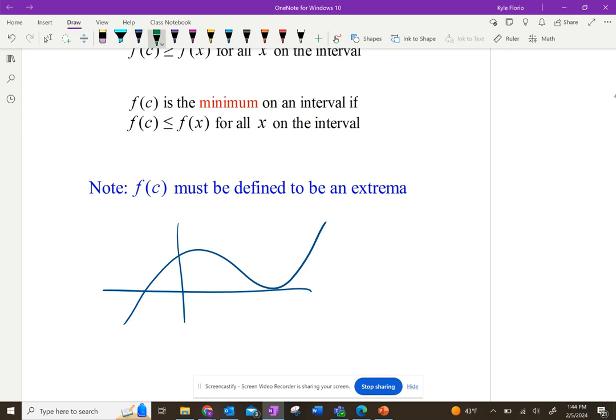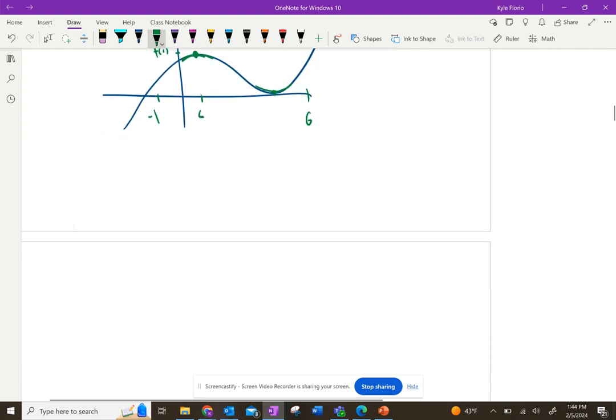So if I have an interval from, let's say, -1 to 6, then at this point, we have an extrema here. I'm going to call that f of c. This is an absolute or relative max. Amongst all the points in this interval, this is the highest point. Here we have a relative minimum amongst all the points in this interval from 6 to -1. This is the lowest of all of them.